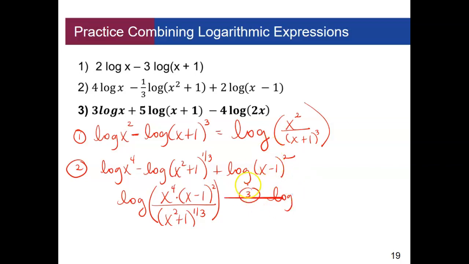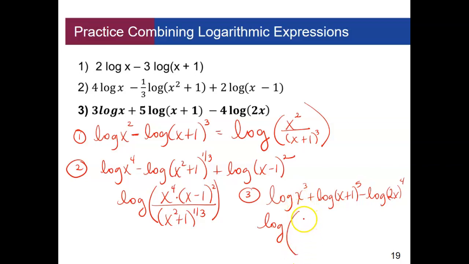First step would be to bring each coefficient up. So we'll have log of x to the 3rd plus log of x plus 1 to the 5th minus log of 2x to the 4th. Okay, we'll combine these into a single logarithm. The positive terms will go in the numerator, and the negative term is going to go in the denominator. Okay, and that should be your final answer.